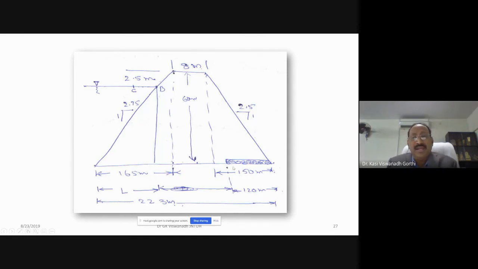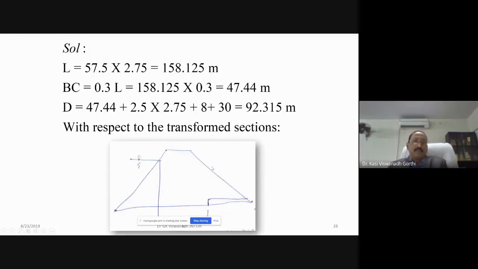So you have a horizontal drainage filter here. You need to locate various points to arrive at the total base width of the earth dam. The slope is given as 2.75 horizontal to 1 vertical. So 60 minus 2.5 is 57.5. Head of water multiplied by 2.75 by 1 gives you 158.125 meters, which is L.